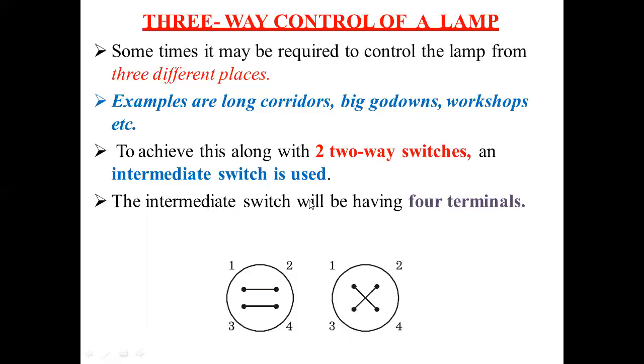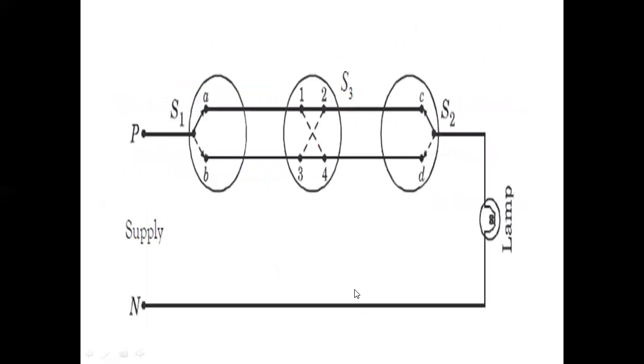The intermediate switch will have four terminals, that is 1, 2, 3, 4. In the first case, 1 is connected to 2, 3 is connected to 4. Or we can connect the same four terminals like this: 1 to 4 and 2 to 3. That is a cross connection, while the other is the straight connection. So this is the circuit diagram: switch 1, switch 2, and switch 3, which is the intermediate switch. The lamp can be controlled by three different switches placed in three different locations.